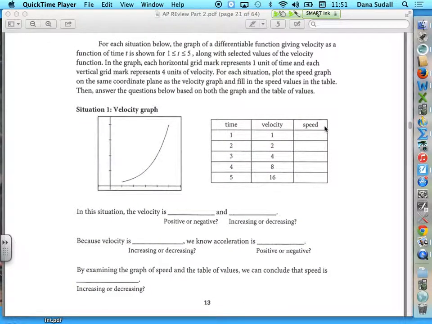All right, so these three or four situations that they give you in the next couple examples walk you through how speed, velocity, and acceleration are all related. So the first one, they give you a velocity graph that's positive and it's increasing. And they want us to find the speed.